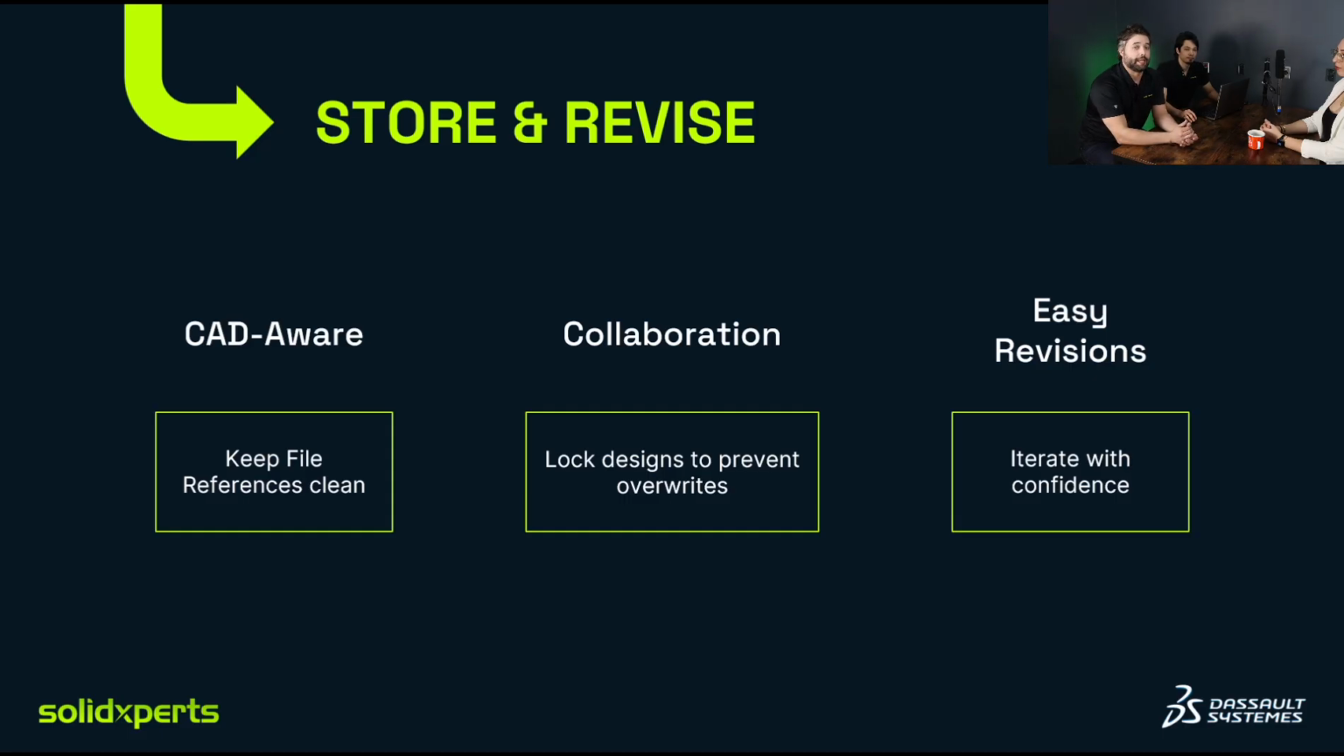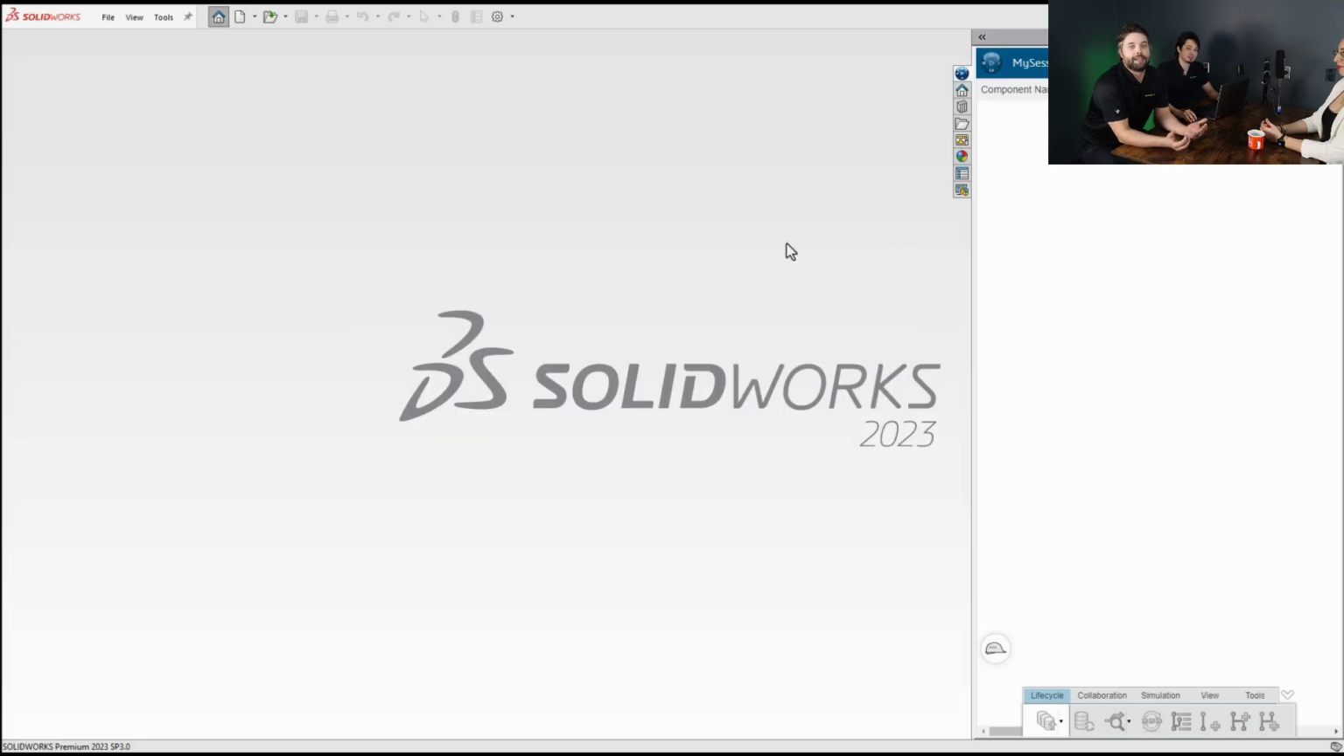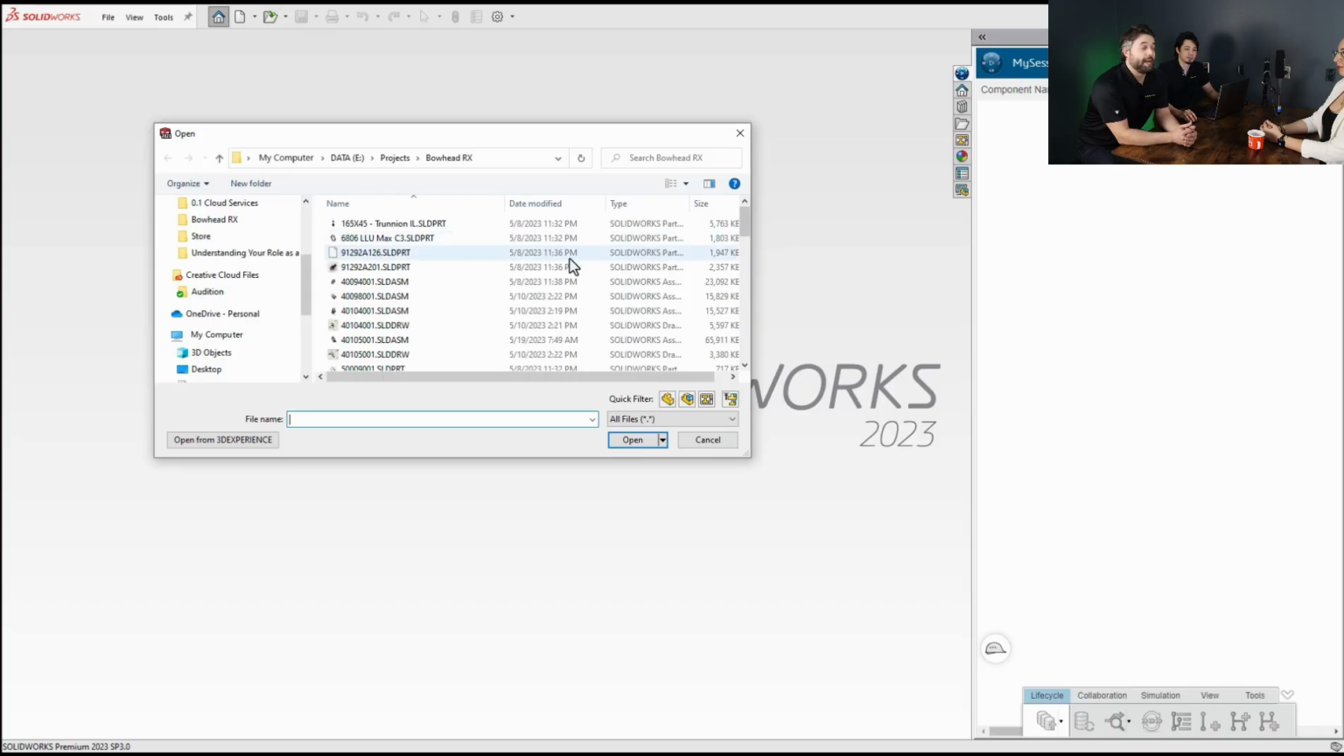So let's take a look at how you store your SOLIDWORKS files on the 3D Experience platform. Let's take a look at the store function. Go ahead, create or open your files as you always would. This is your desktop SOLIDWORKS, but now it's connected to the 3D Experience. Here I'm just opening a file that's on my local hard drive. Notice that Open from 3D Experience button there. That's a toggle between the Windows Open dialog and one for the 3D Experience, but we'll come back to that later.